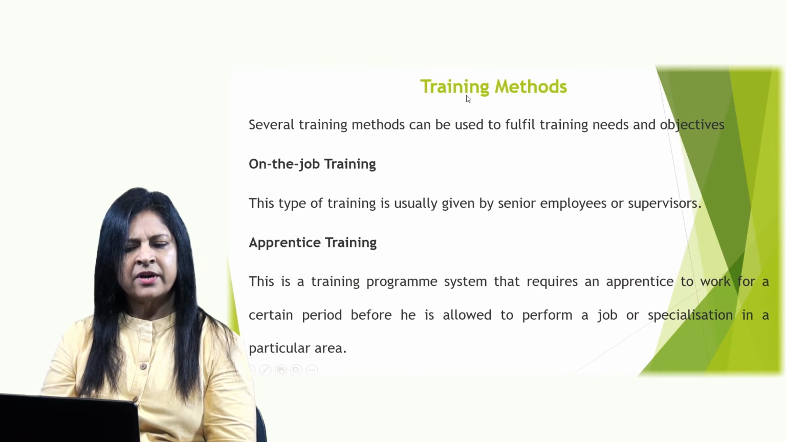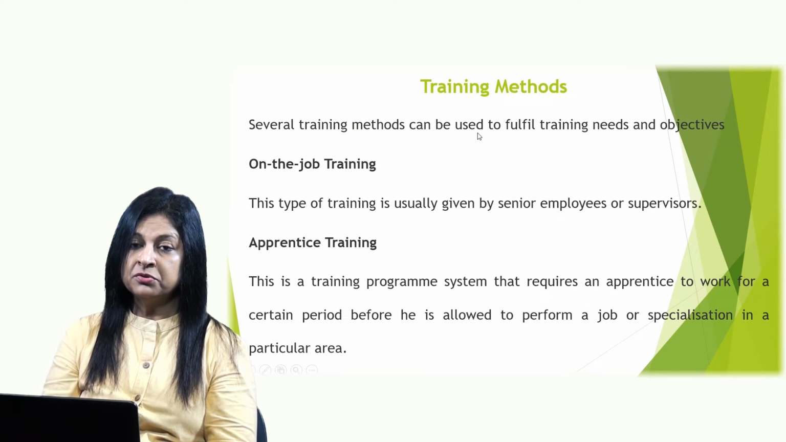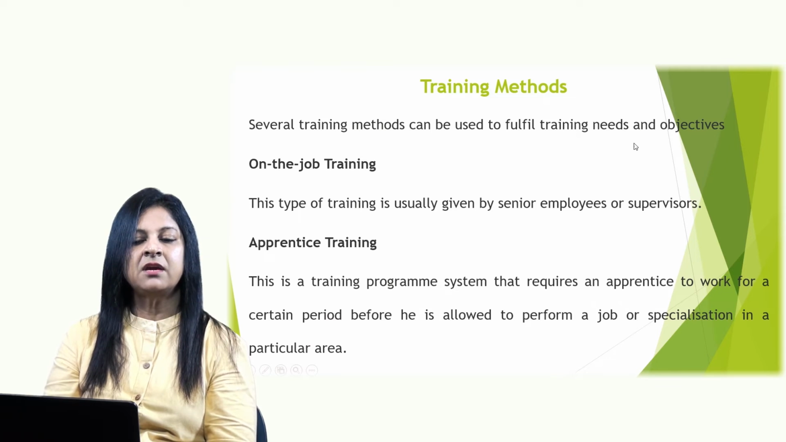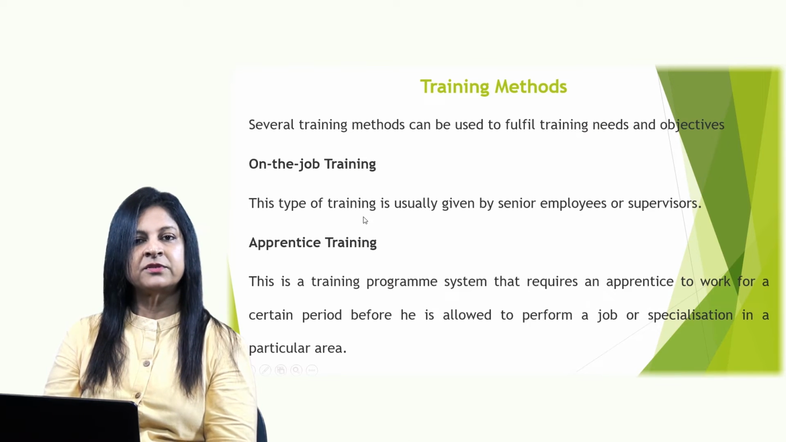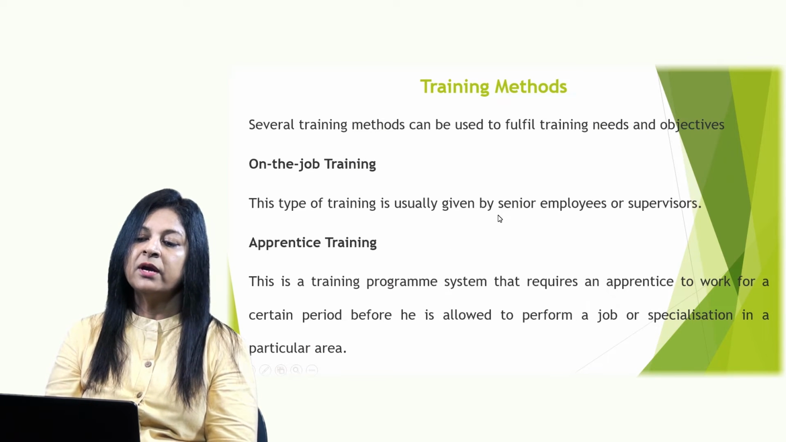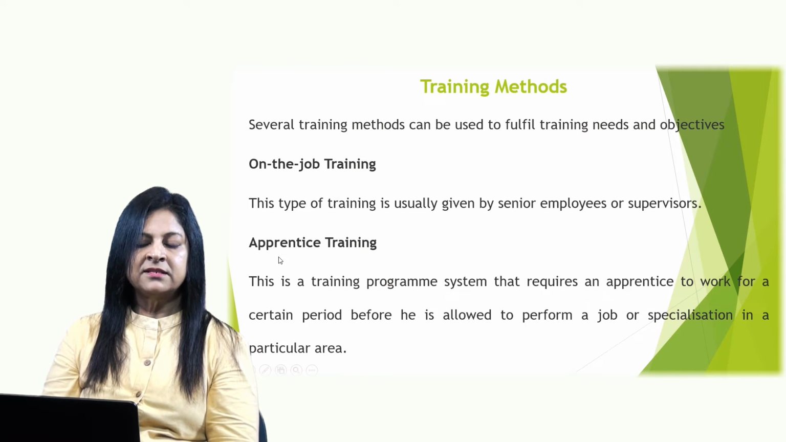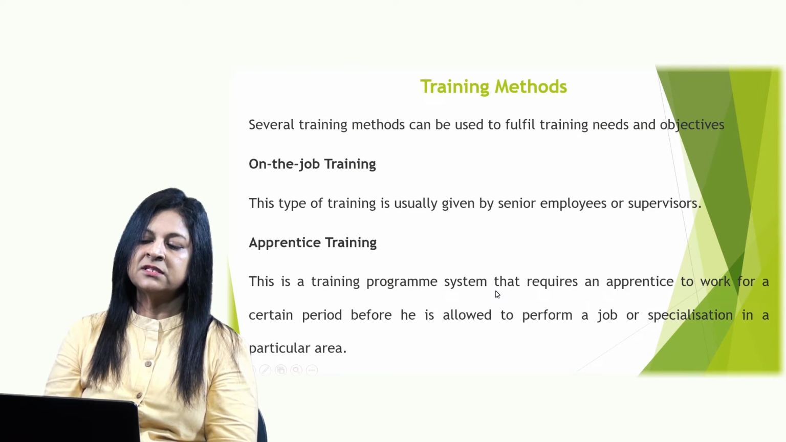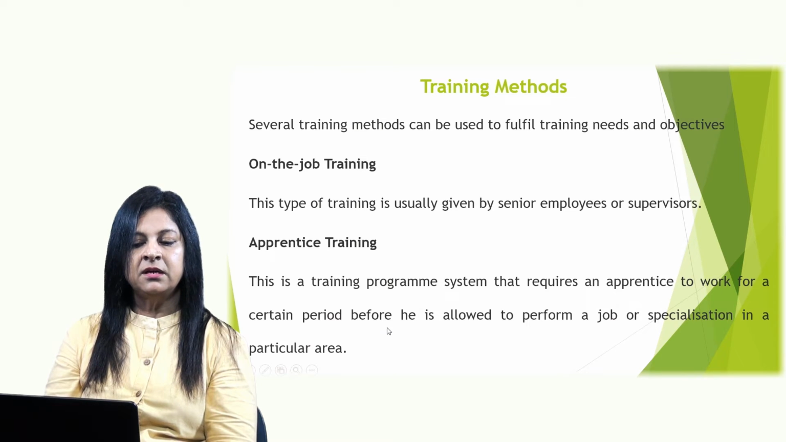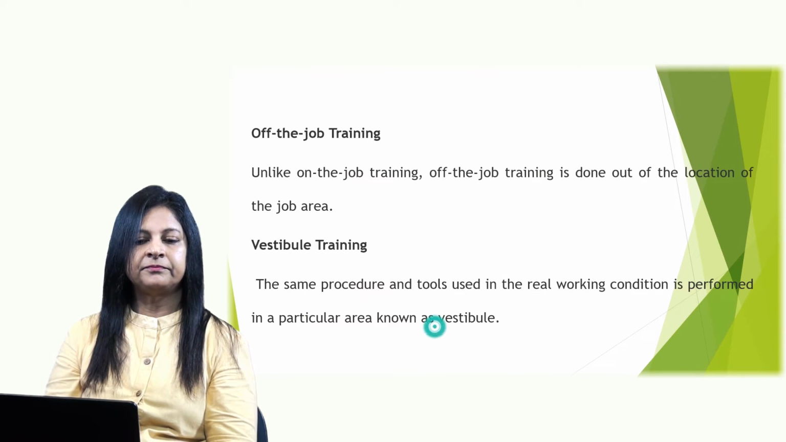So let's talk about the training methods. Actually, there are several training methods that can be used to fulfill training needs and objectives. If you take on-the-job training, of course, this type of training is usually given by senior employees or supervisors. Apprentice training means a training program system that requires an apprentice to work for a certain period before he is allowed to perform a job, a specialization in a particular area.